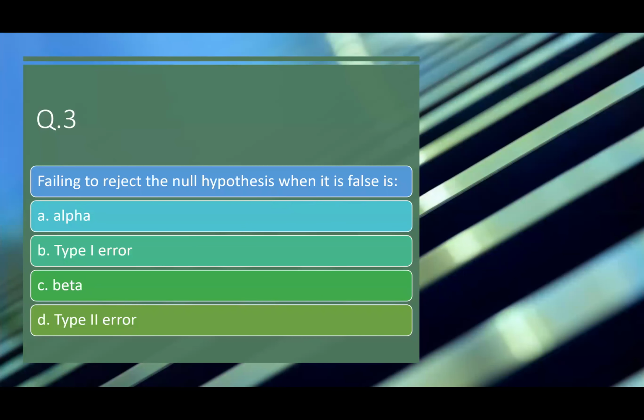Next question. Failing to reject the null hypothesis when it is false is alpha error, type 1 error, beta, or type 2 error? Yes. Type 2 error.